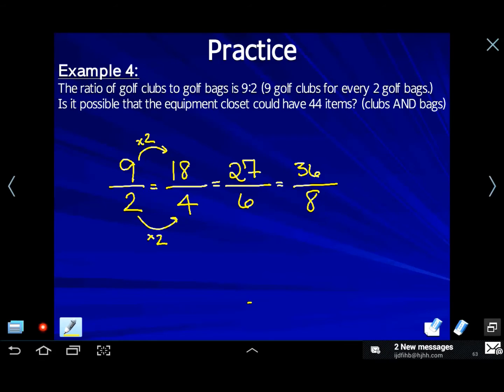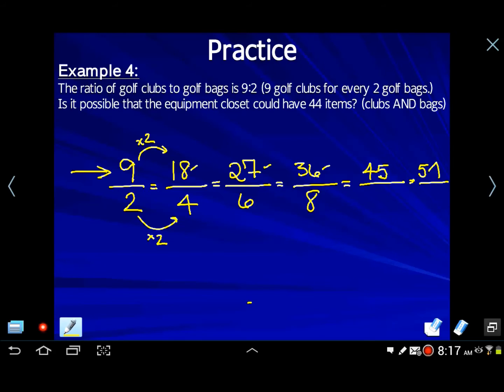Now if you look carefully here, you'll notice that the top numbers in our ratio are all multiples of 9, and in order: 9, 18, 27, 36. So I'm going to do a few more just for good luck here. The next multiple of 9 is 45, and the next one after that is 54. I'm going to stop there because I ran out of room. Down here, it looks like you have multiples of 2. So 2, 4, 6, 8, 10, and 12.